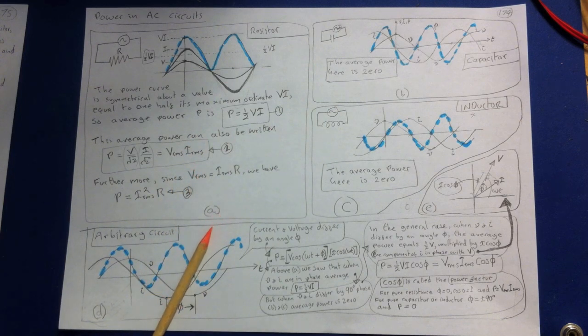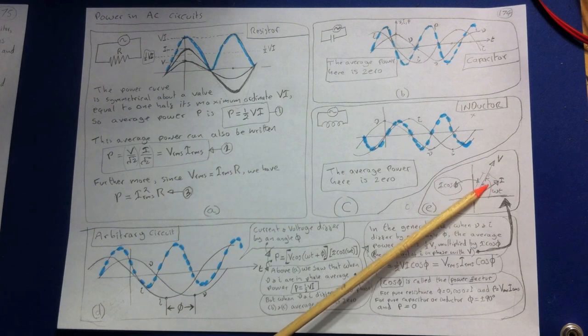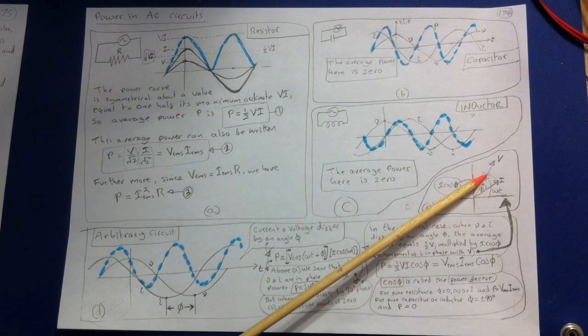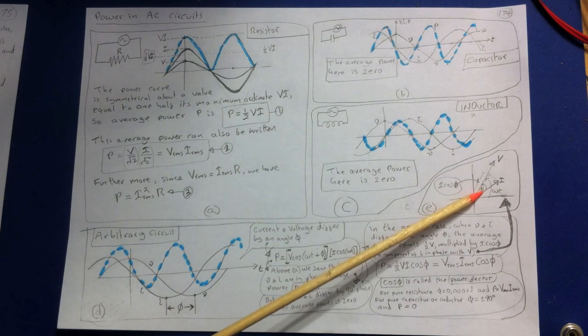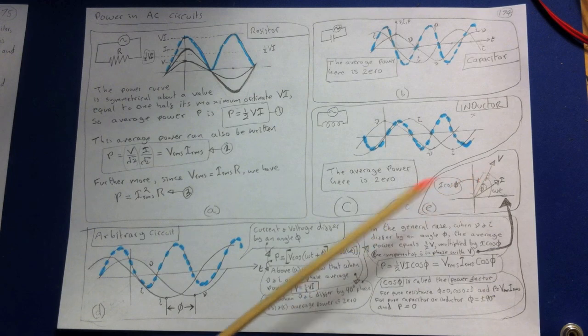In the general case, when V and I differ by an angle phi, the average power equals a half V multiplied by I cosine phi. I've drawn a diagram. Basically what we're saying is there's the voltage, cosine omega t. And the part of I that's in the direction of V is what we're interested in, because that's the bit that's in phase. So we drop a horizontal from there to there. That obviously is I cosine the angle between them. So it's just the component of the current phasor that's in parallel with the voltage phasor.